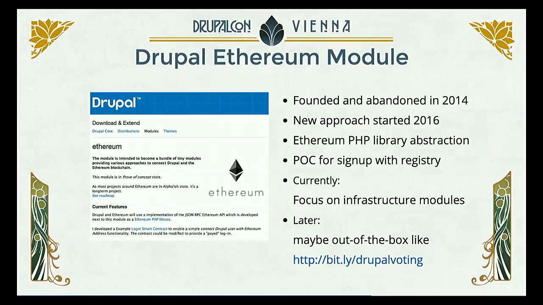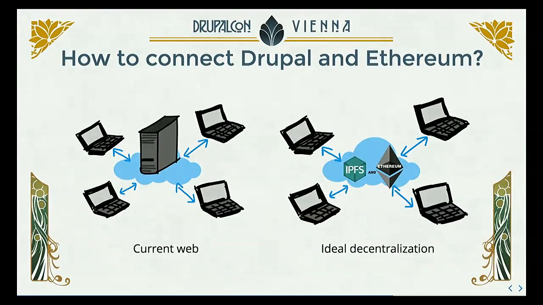The Drupal Ethereum module, I need to speed up a bit. I picked it up in 2016, found out that it was not really working, and I completely rewrote the library below. Currently we have a proof of concept. Some part is in GitHub only, because I couldn't solve one problem which I see as required to put it in a Drupal branch, because it still depends on an external tool. I focus on creating the infrastructure around it.